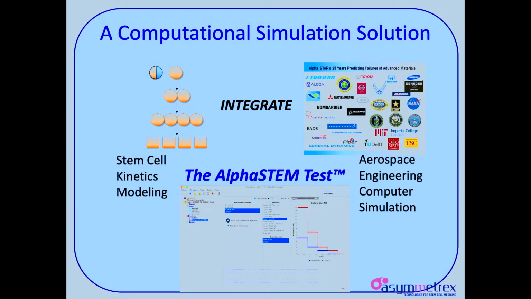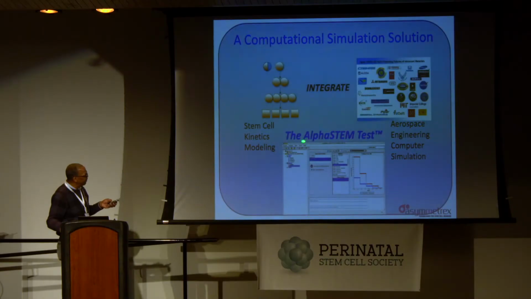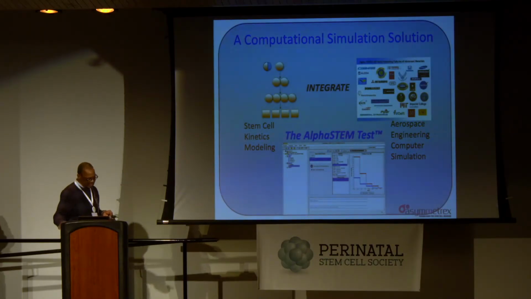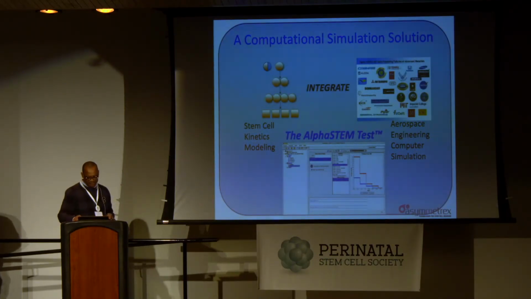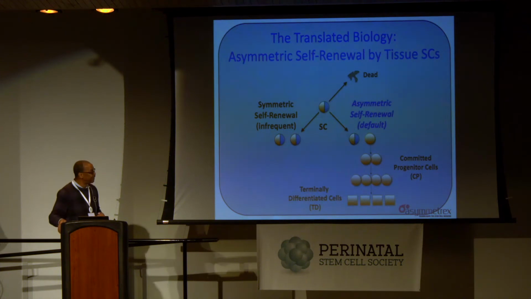how we do this. So with our partner company AlphaStar, which is a software engineering company, we put together these ideas of stem cell kinetic modeling, and we have this new test we call the AlphaSim Test that allows us to count tissue stem cells from any tissue specifically for the first time. I want to tell you about how we do that.